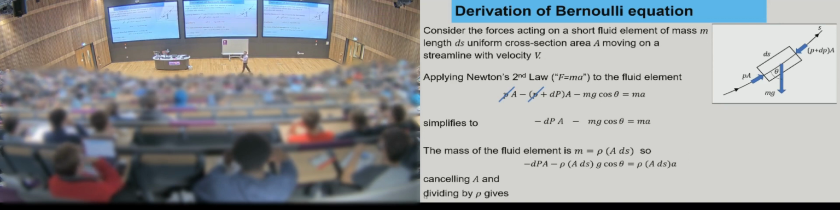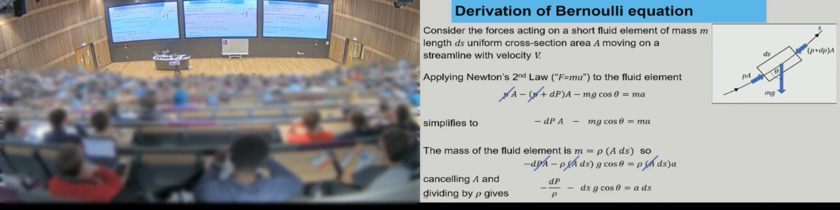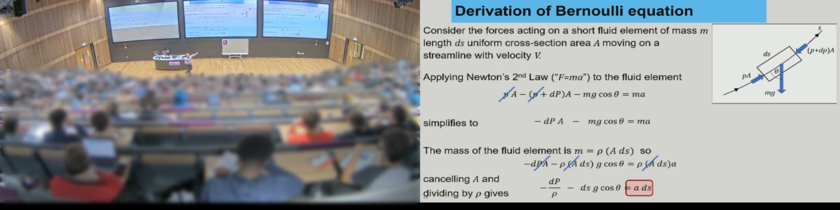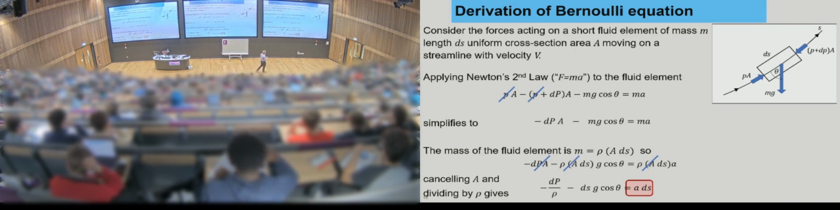If we cancel the A's, so we've got three areas in there, we're left with this equation at the bottom: minus d of P upon rho minus g ds cos theta equals a ds. So far, so good. We now have to deal with this term on the bottom right, this a ds. Some of you may know how to deal with this term already, some of you may not, so we'll just have a quick look at that now.